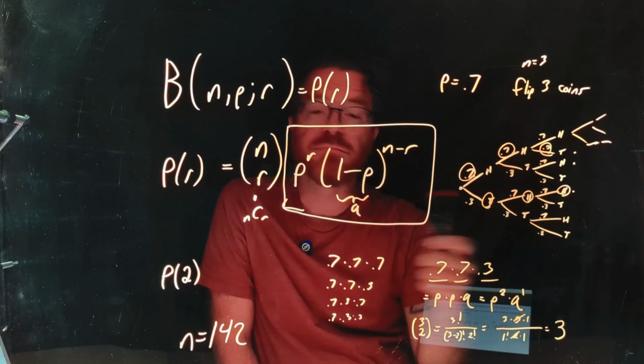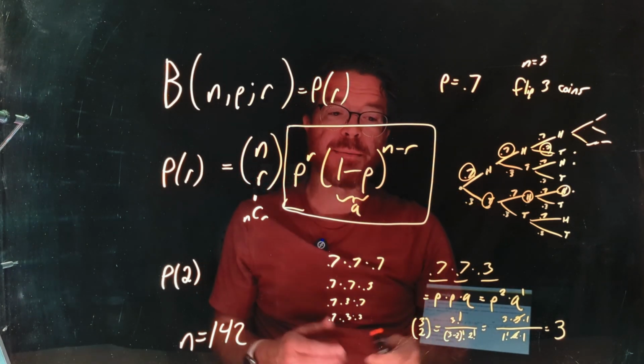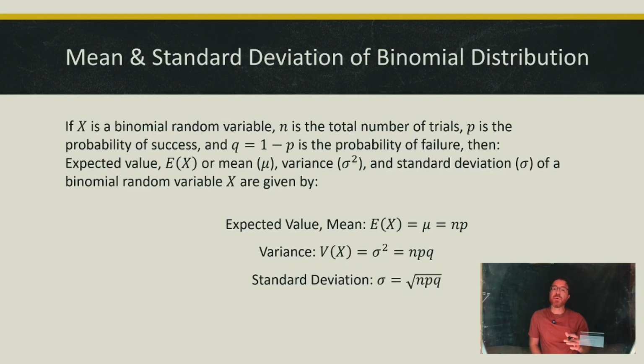And then at that point, this will give us our binomial probability. Next, we're going to talk about how we can find our mean or expected value of our outcomes and the variance and standard deviation for this binomial probability distribution.